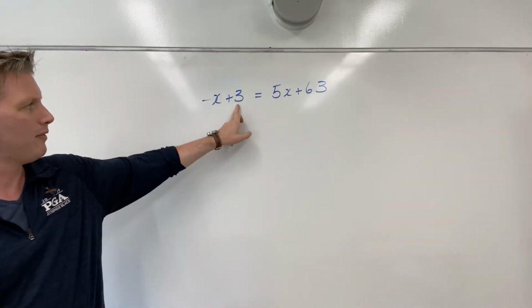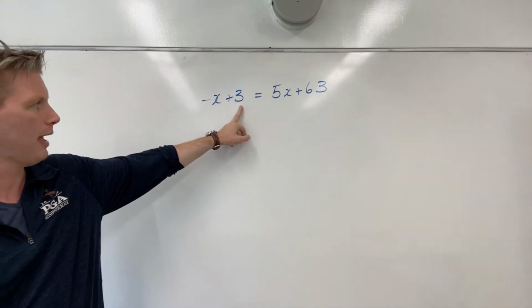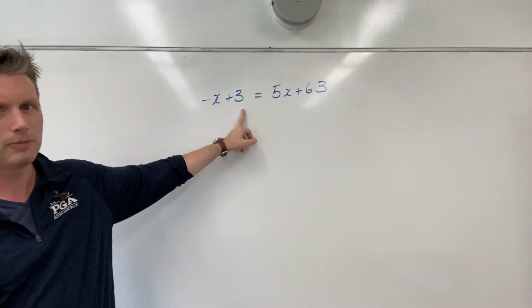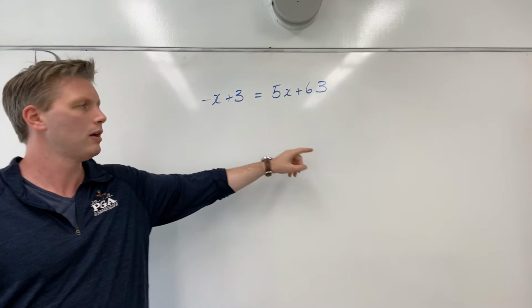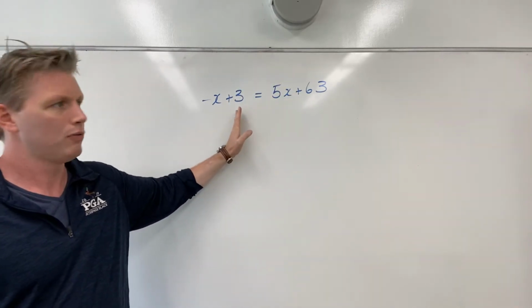I will have here a plus 3 on the left-hand side. I don't want that there, because it doesn't have any x's in it, so I don't want it to be over here on the left. I want that to be on the right-hand side. And so in order to bring that over to the right-hand side, I'm going to subtract 3 from both sides.